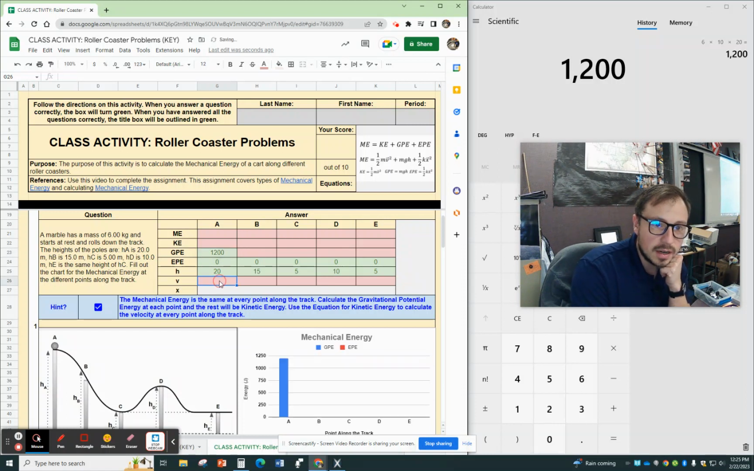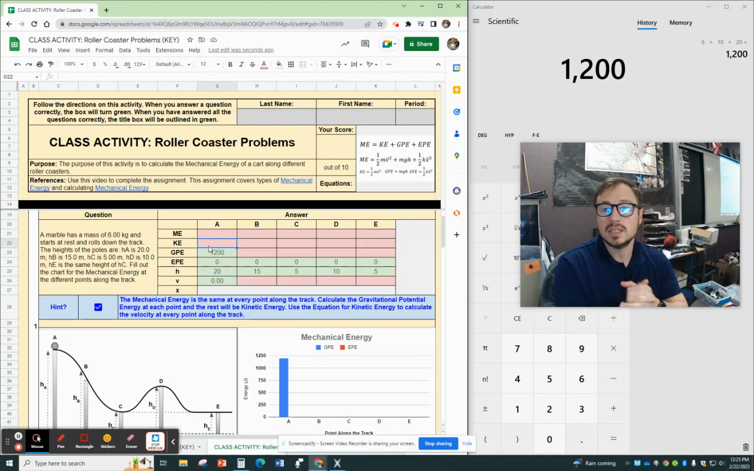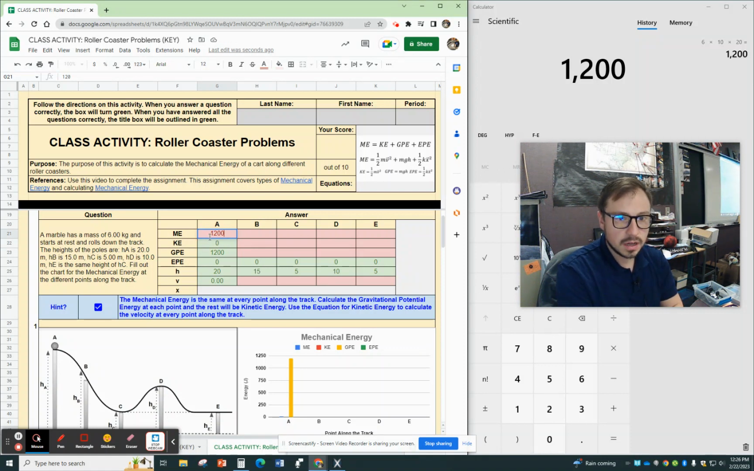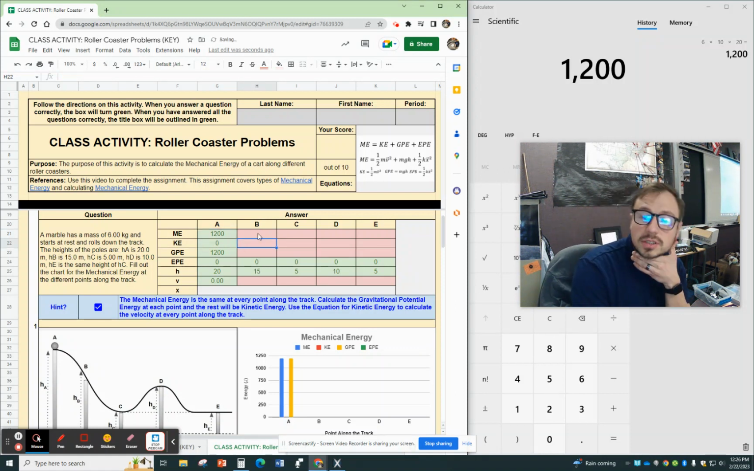So that's going to be my gravitational potential energy, 1,200 joules. Now, it says it starts at rest, so the velocity is going to be 0. That means the kinetic energy, 1/2 times mass times velocity squared, is 0. Now, the mechanical energy is the kinetic plus gravitational plus elastic, so I get 1,200. And you can see that my graph is automatically going to update.